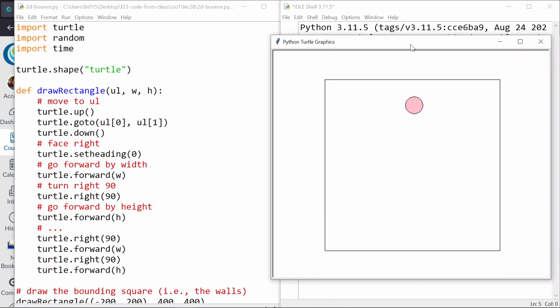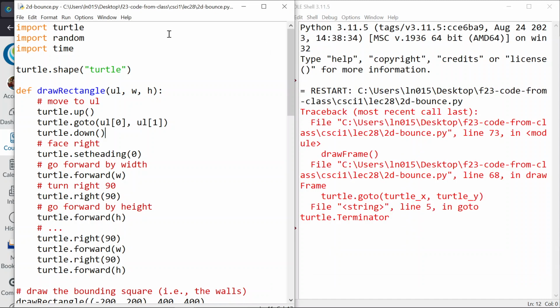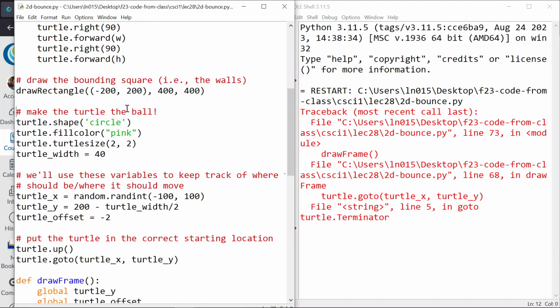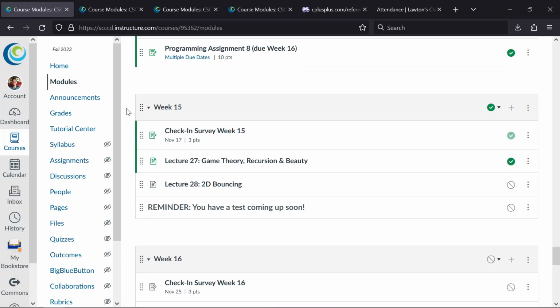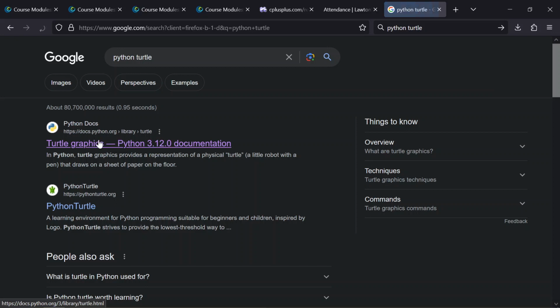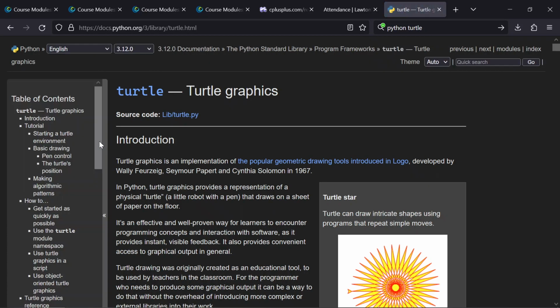Now we're going to modify this. All right, so the turtle is not going to be a ball anymore. The turtle is going to be a square, and it needs a random spot. So let's start with all that. This is what we had from before. Here's the bounding square. The circle is not going to be a ball this time. It's going to be a square. So let's go to the library documentation page to see how to do that.